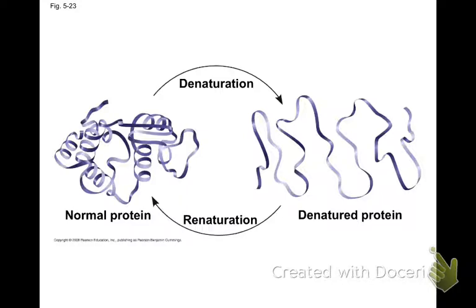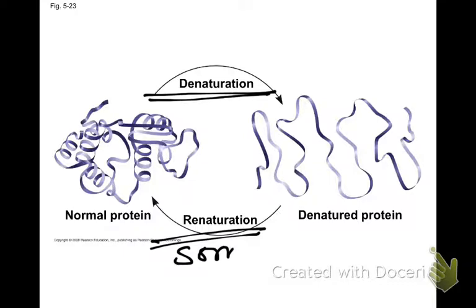Now, you also have another property to discuss. Proteins can be denatured and renatured. Some, okay? Meaning, think egg. Raw.